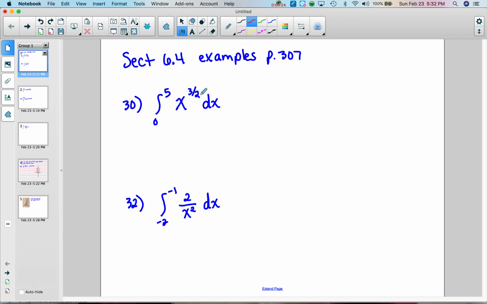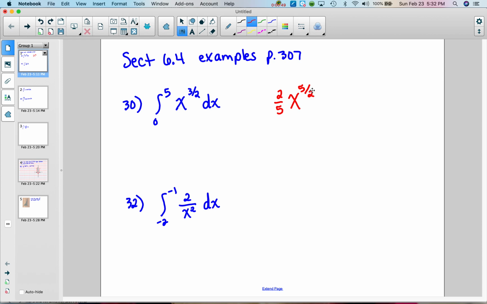So remember when we took the derivative, we did the power rule and decreased the power. Now we're going to be increasing the power. So we're going to take x, we're going to add 1 to the exponent, so we'll get 5/2. But then we have to divide by the new power. So instead I'm going to multiply by 2/5. Now double check. Take the derivative of this and you should get x to the 3/2.